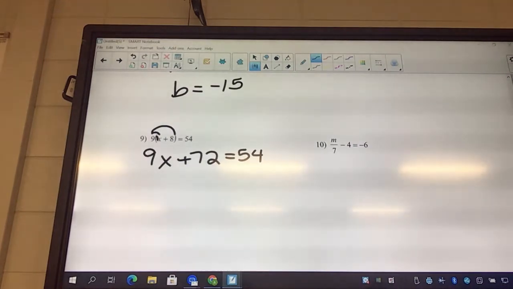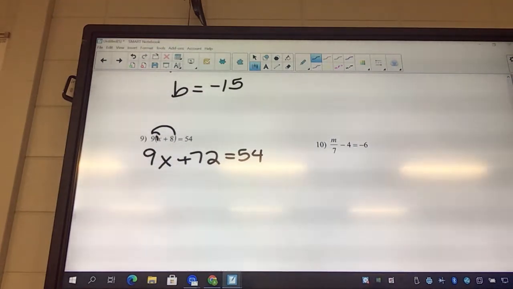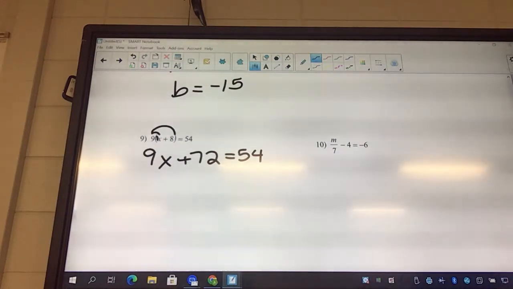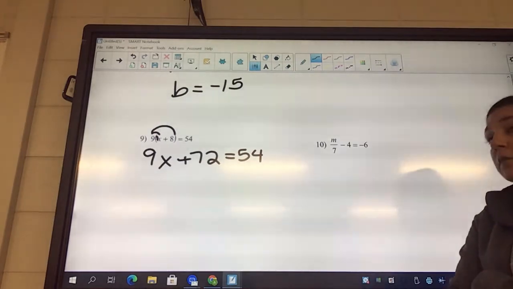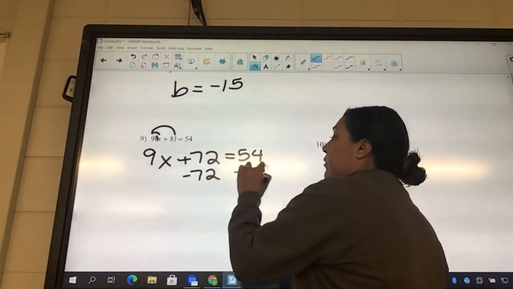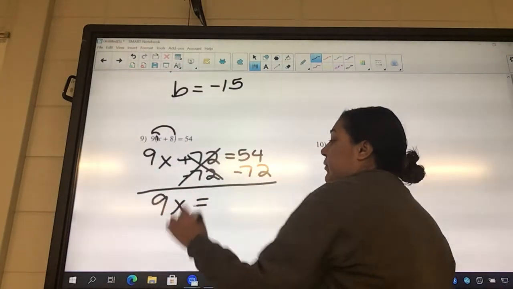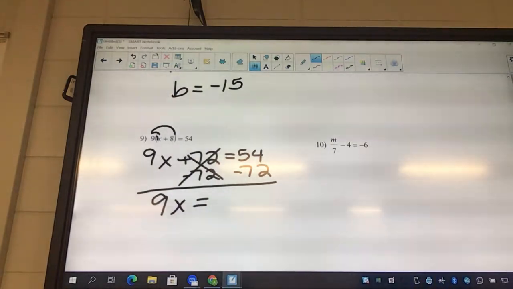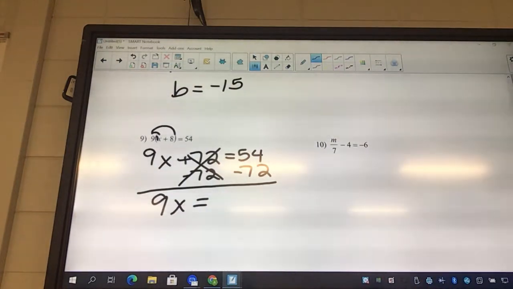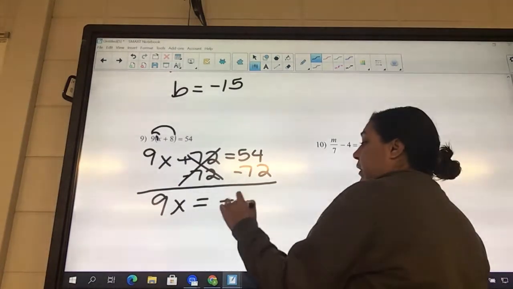Okay, who's the kid? The 72. Why is the 72 the kid? It doesn't have a letter, okay? The one with no letter is going to be the kid. And so we need to move the kid first. How do I move it? Subtract, yep. So minus 72, minus 72. Okay, so I'm going to have 9x equals 54 minus 72 is what? Negative 18.